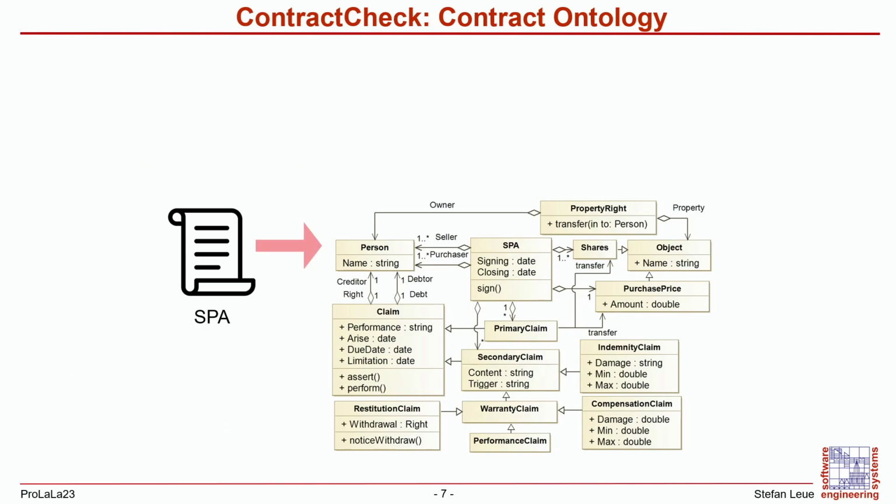One of the first steps we did, together with our law colleagues, was to come up with a contract ontology. We're looking at sales purchase agreements, and we were coming up with what a contract is at all. So it's a purchase agreement, which was a very important step, and the legal colleagues also found it very helpful. I'm depicting it here using a UML class diagram, so it talks about claims, primary claims, secondary claims, and other aspects.